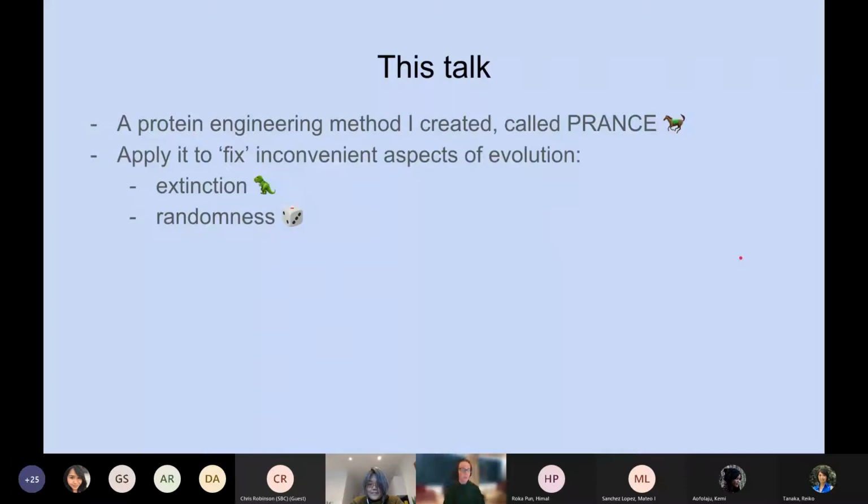And today I'm going to talk about a directed evolution method that I created called PRANCE, which allows us to do very rapid protein engineering. And I'll talk about how I applied PRANCE to address two aspects of evolution that make it really difficult to use in an engineering context, which are when things evolve, sometimes they go extinct, not so good for engineering. And also when things evolve, it's quite a random process, which is also not ideal for engineering.